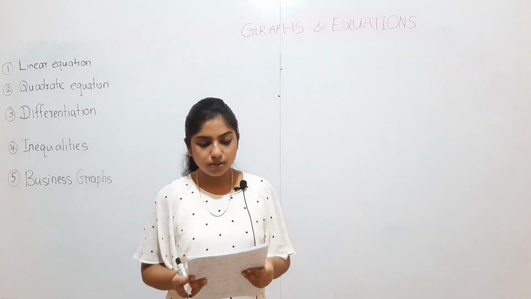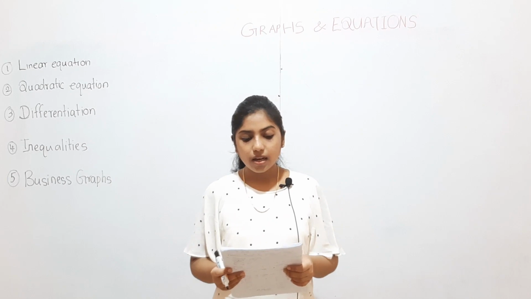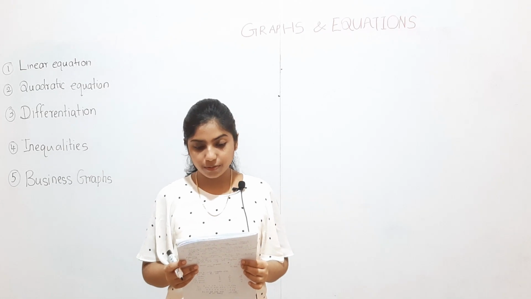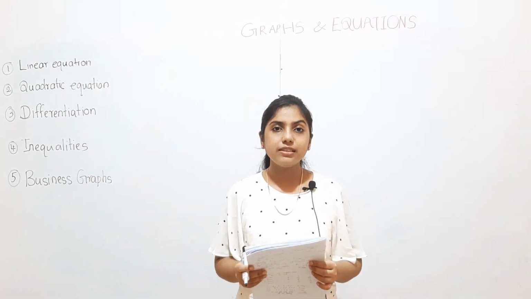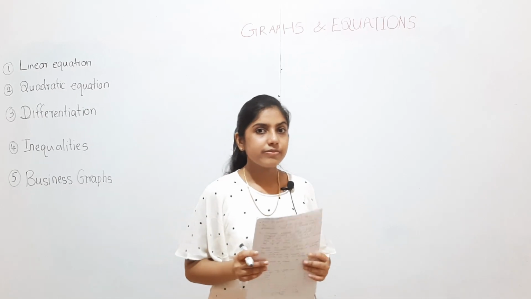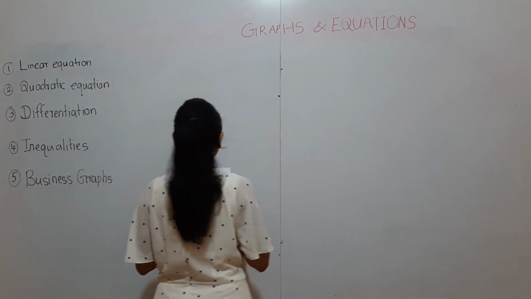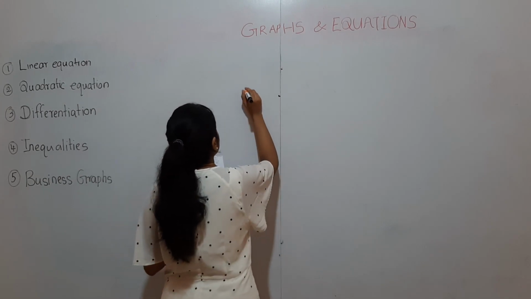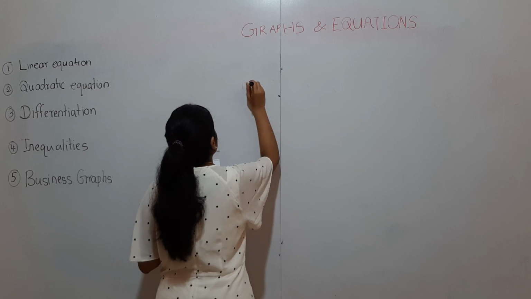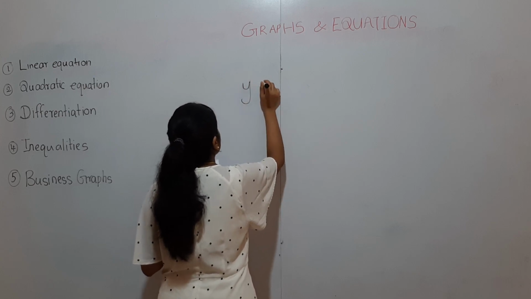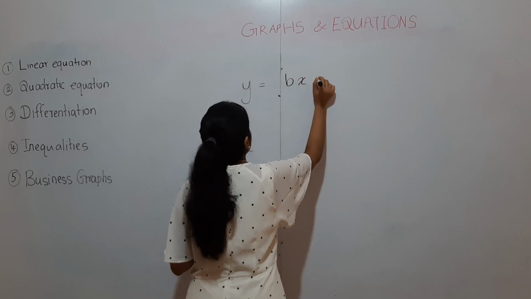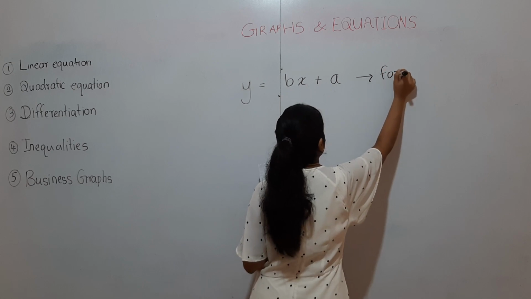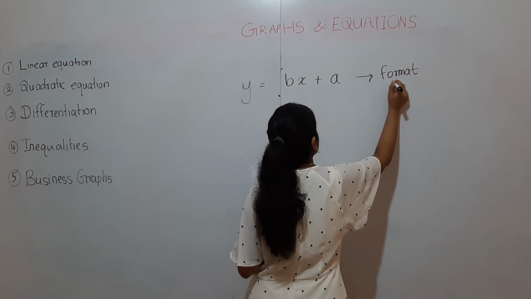Now, look at the example. A company manufactures a product and the total fixed cost is 75. Variable cost per unit is 5 rupees per unit. Now we have to create an equation for the total cost. When creating equations, I told you we must have y equals bx plus a format. This is the formula or format of the equation.